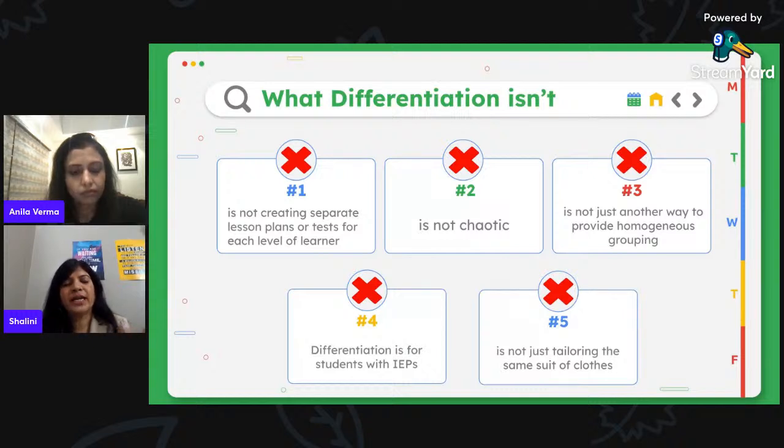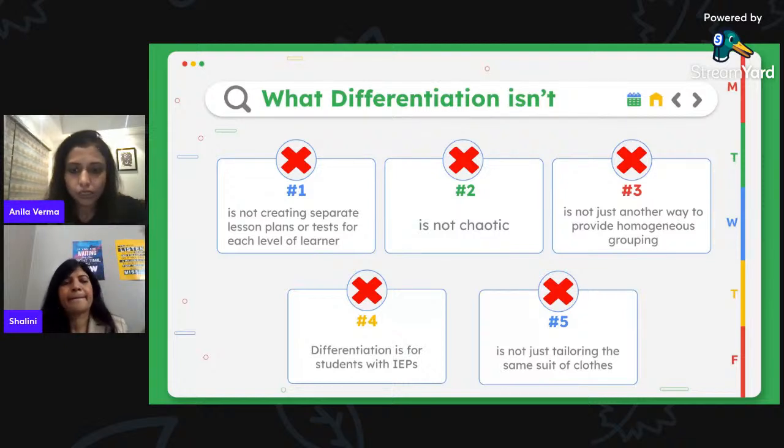Or at times while grading, we become very lenient or strict depending on what kind of learner we are doing the grading for. But that is not the effective differentiation. Then what is effective differentiation? Let us see that in our next slide.